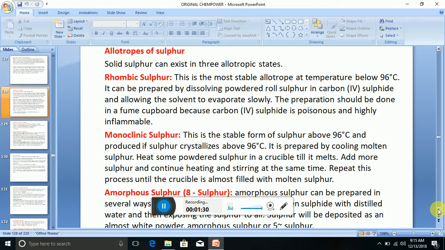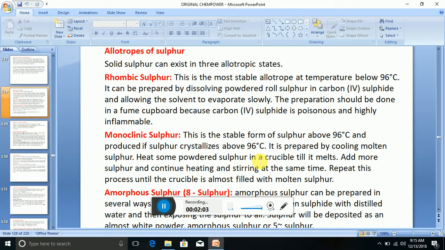This is the most stable allotrope at temperatures below 96 degrees Celsius. It can be prepared by dissolving powdered raw sulfur in carbon 4 sulfide and allowing the solvent to evaporate slowly. The preparation should be done in a fume cupboard because carbon 4 sulfide is poisonous and highly flammable.